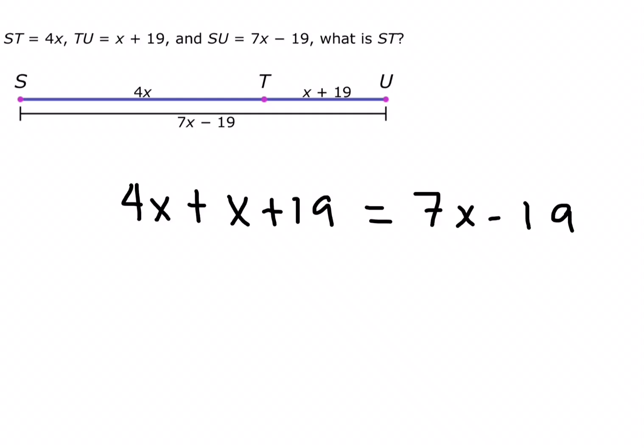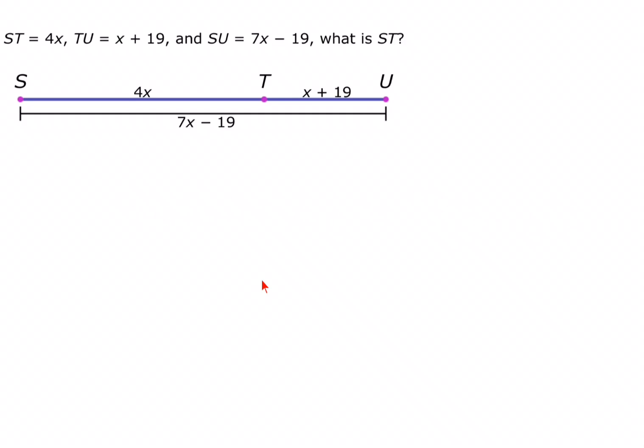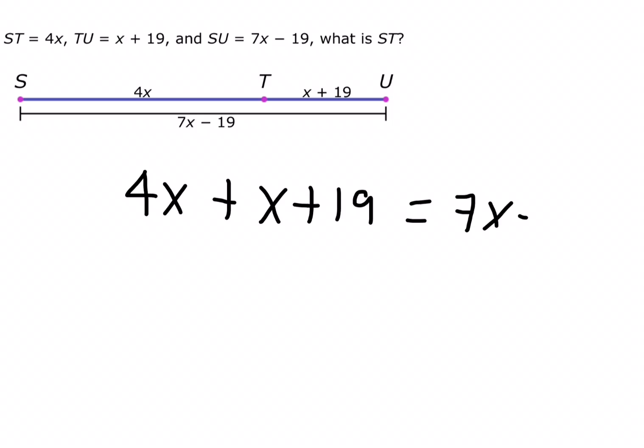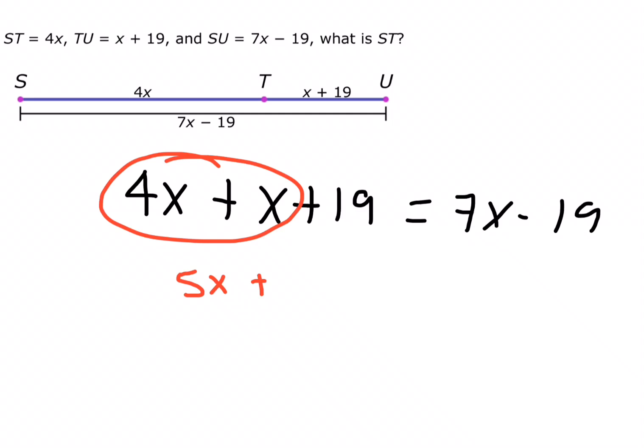And now we got to do algebra. Combine our like terms here. We're going to combine this 4x and x. Oh, what did I do? I have no idea what I did. Okay, let me rewrite that again. 4x plus x plus 19 is equal to 7x minus 19. Okay, I'm going to combine my like terms. 4x plus x becomes 5x plus 19 is equal to 7x minus 19.